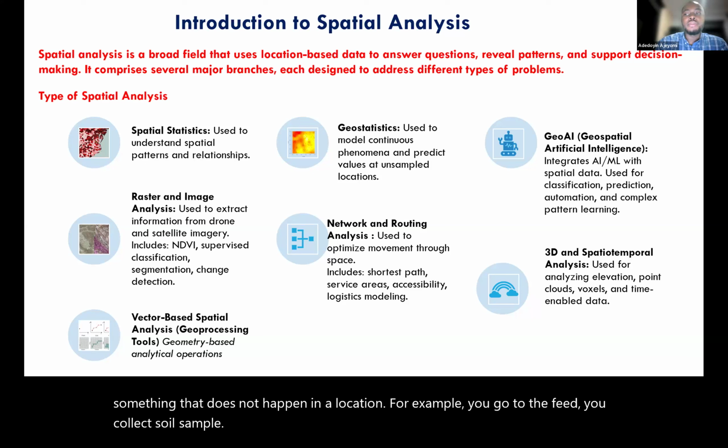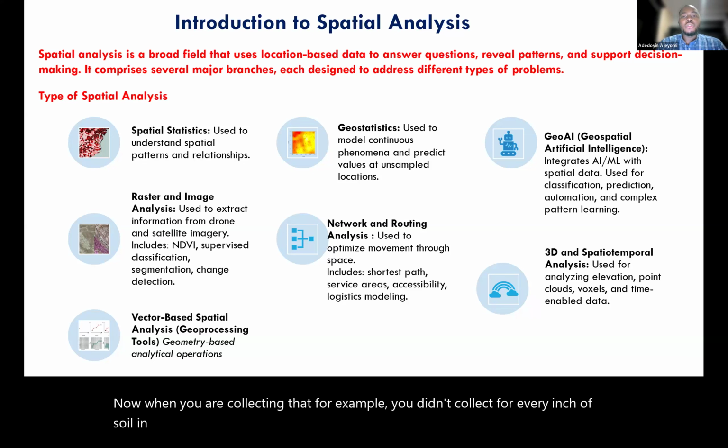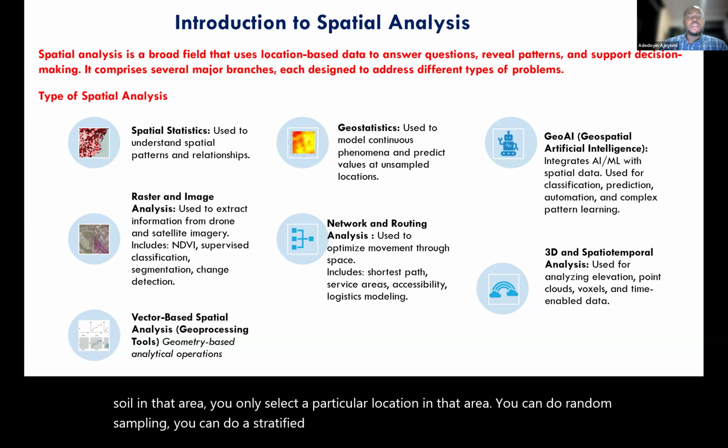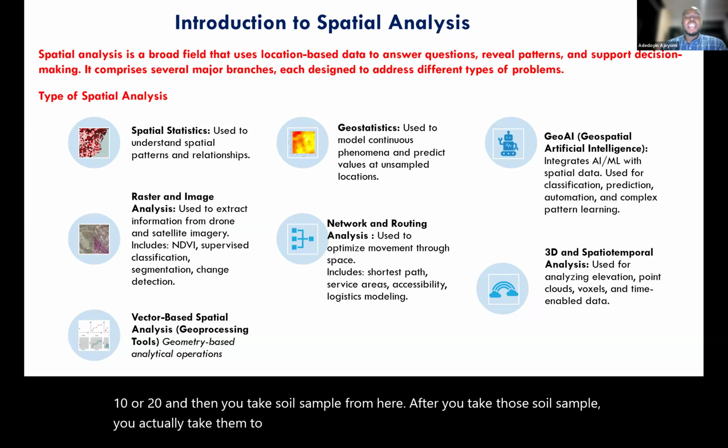Now, when you are collecting that soil sample, you don't collect for every inch of soil in that area. You only select particular locations in that area. You can do random sampling. You can do stratified sampling, whereby you divide the place into maybe 10 or 20 parts, and then you take a soil sample from each. After you take those soil samples, you take them to the lab, and then you get some chemical variables or chemical quantities of those soils.